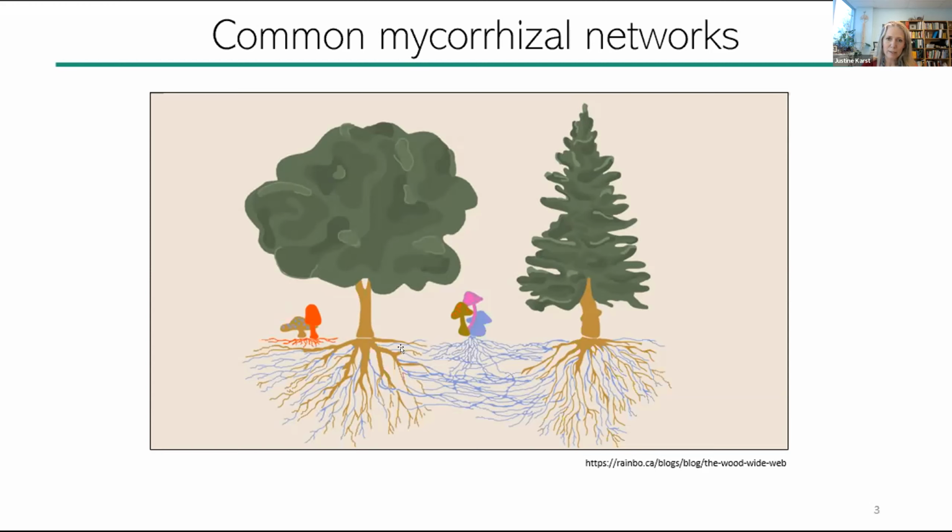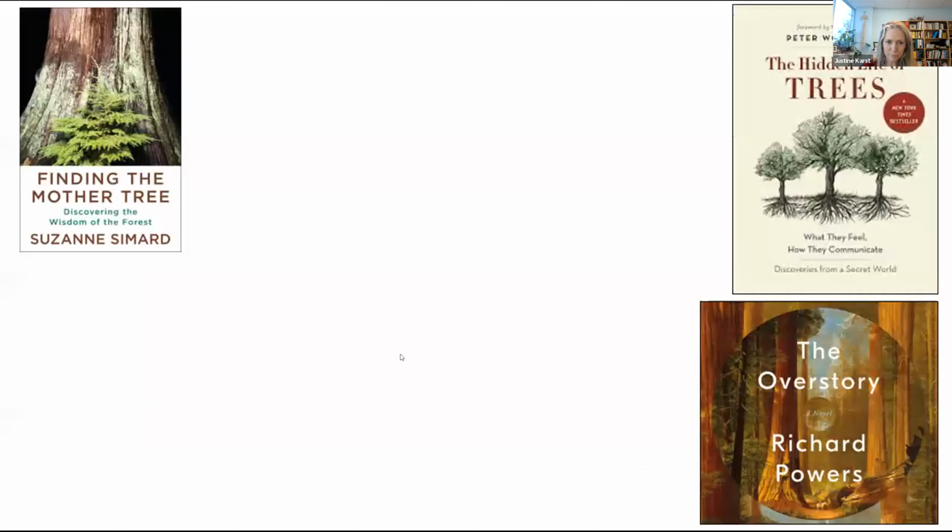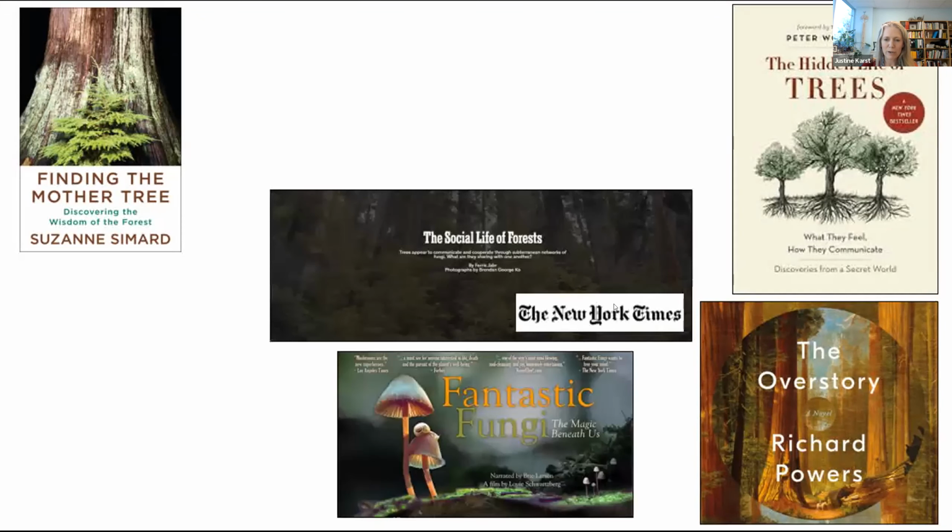So I'm focused on looking at the structure and function of common mycorrhizal networks. And this Wood Wide Web, as you know, has captured the interest of a broad audience. Everyone seems to know something about it. This idea that trees benefit from being connected through this below ground network has been popularized in books like Finding the Mother Tree, The Hidden Life of Trees, and The Overstory. It's been popularized in newspaper articles that you've probably come across, like this one in the New York Times, I think in 2020.